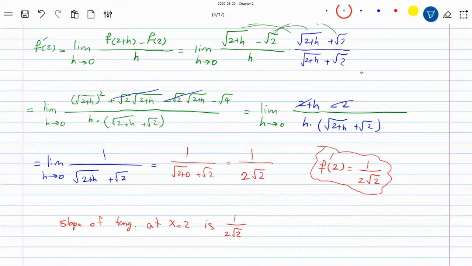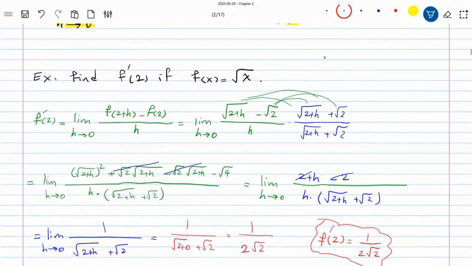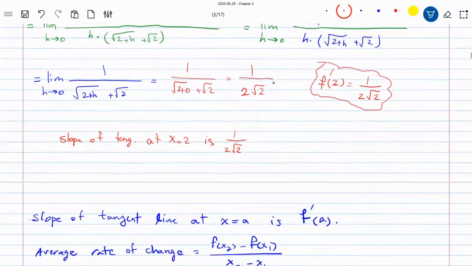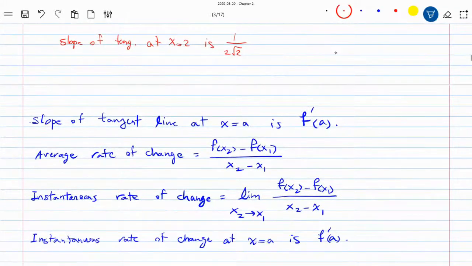I want to make sure that you guys understand what we're trying to talk about. If they ask you for f prime of 2, that exactly means the slope of the tangent line at that location, at x equal to 2. Okay, so here, just to make sure we know what we're talking about, this is the slope of the tangent line at the point x equal to a. This means the same as f prime of a. That's what I've been saying right now.